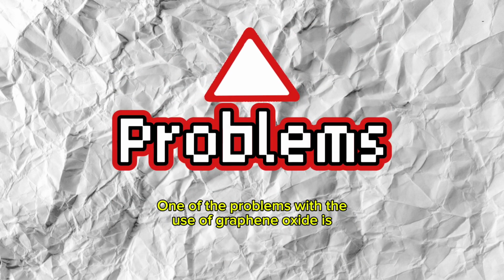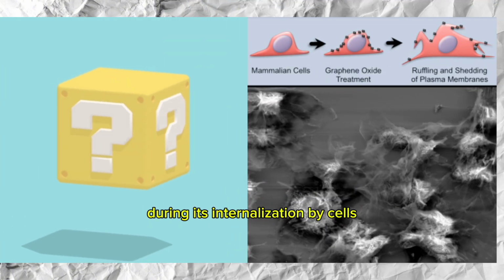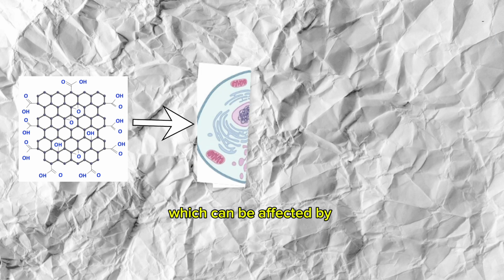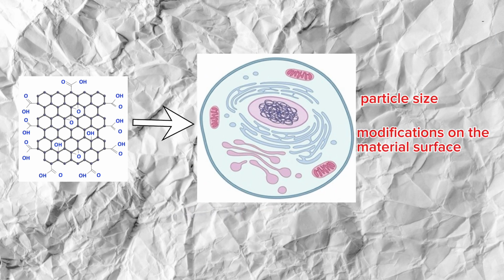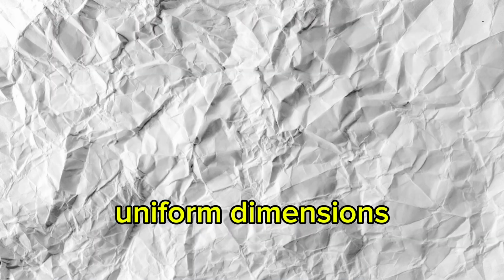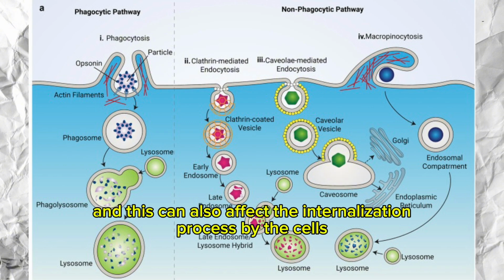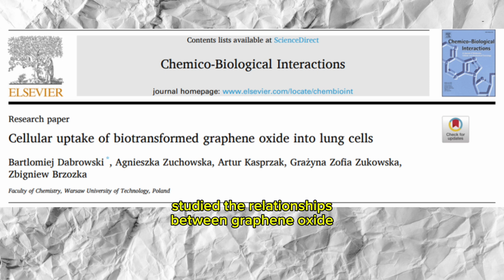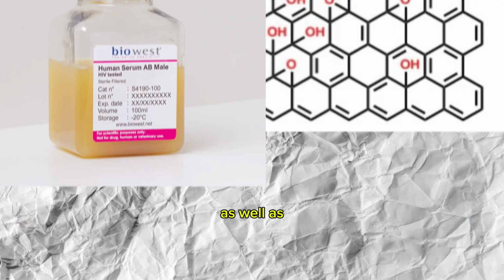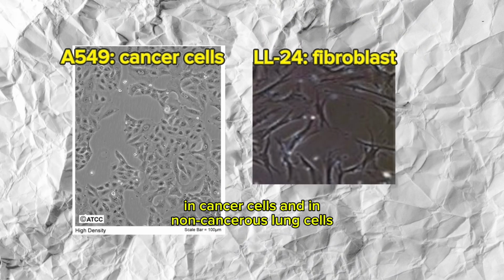One of the problems with the use of graphene oxide is the knowledge gap regarding its biological properties during its internalization by cells, which can be affected by the particle size and by modifications on the material surface. In addition, different ways of obtaining the material can produce non-uniform dimensions, which does not guarantee homogeneous samples, and this can also affect the internalization process by the cells. In this context, an interesting research studied the relationships between graphene oxide and human serum, as well as the size of the nanomaterial after this interaction in cancer cells and in non-cancerous lung cells.